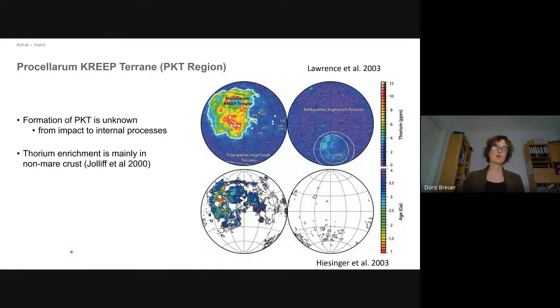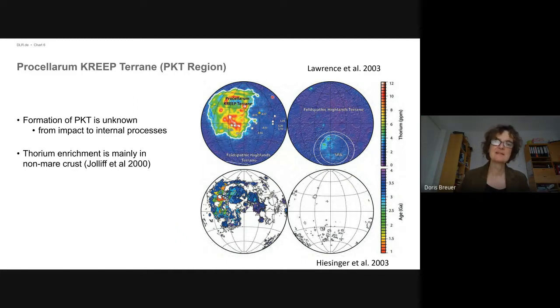On this slide, we see the so-called Procellarum KREEP Terrane, which gives us the content of thorium on the surface. And this is mainly concentrated in this region, the so-called Procellarum KREEP Terrane. We also have a smaller anomaly in this SPA region, the South Pole-Aitken basin.